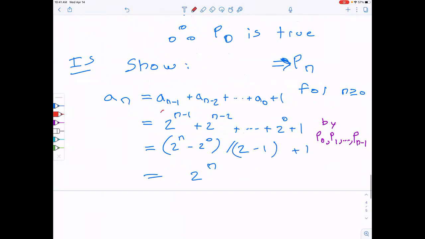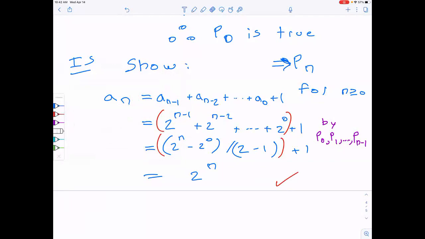So let's write that again. In red, we'll have our substitution that we've made. If we look through this in detail, we do in fact get 2 to the power of n, plus 1 minus 1 goes away, and we get exactly what we're looking for in our inductive step.